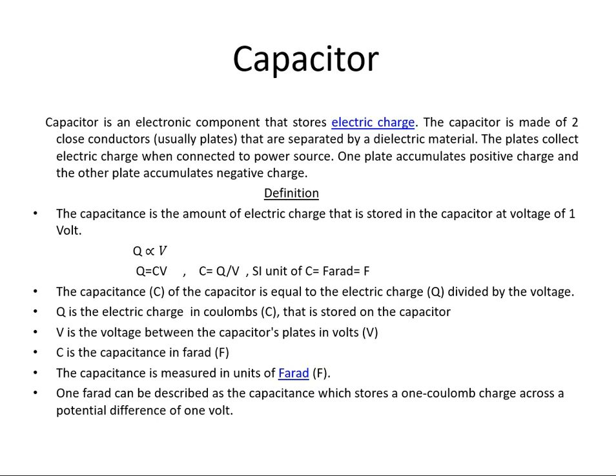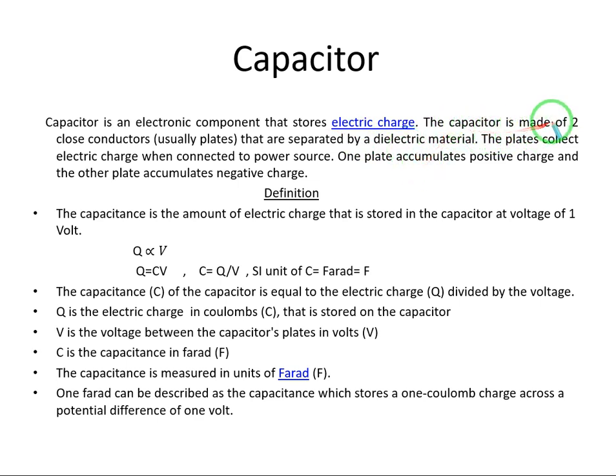Today we are going to study about capacitor. So what is capacitor? The simplest definition of capacitor is, capacitor is an electronic component that stores electric charge. Yeah, capacitor is a device which can store the electric charge.